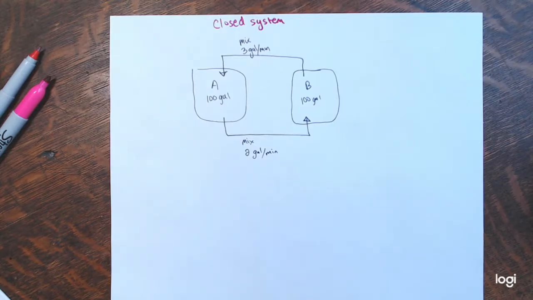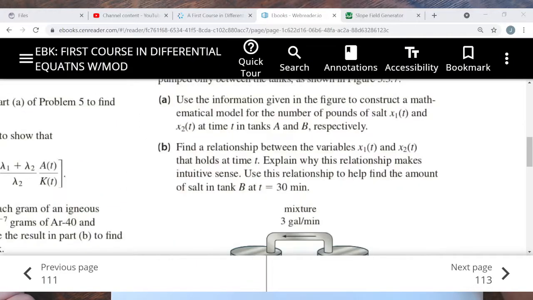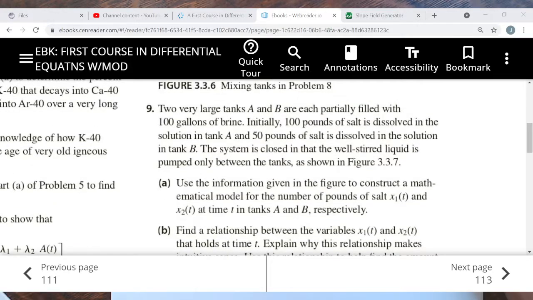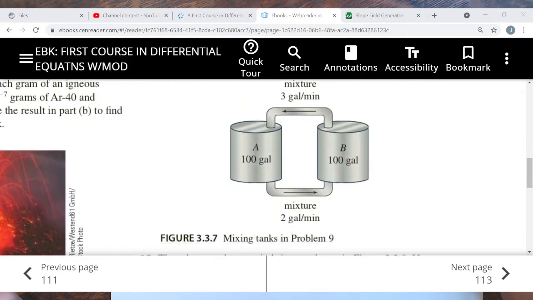And again, we're talking about salt. Now this is actually coming from this question here. Two very large tanks, A and B, are each partially filled with 100 gallons of brine. Now remember, brine is a mixture of salt and water. So like this, this is the drawing I had.